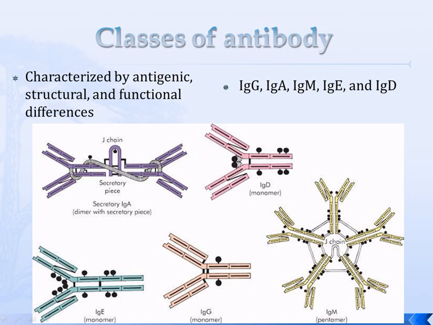So the big ones. What do you want to remember when I say G? Most abundant, and they can cross the placenta. When I talk about the A's: breast milk and first line of defense for you. Yep, secretions. Sweat, tears, mucus. What about the M's? Huge. And they're also the first one you get in infection. So whenever this thing gets in your body, they're the first one to respond. And then what about the E's? Allergies, and anything associated with allergies. So you want to think what types of cells? Mast and basophil primarily, and then what's the chemical? Histamine. And then D's, we know very little.